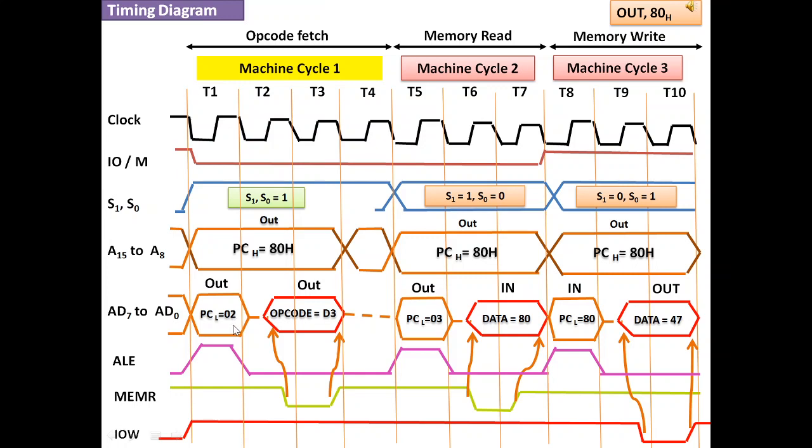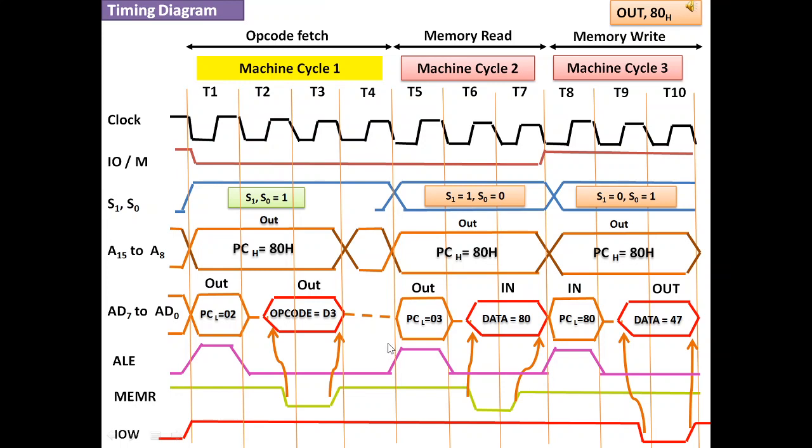Now in the next T states, that is T2 and T3, the lower order address bus will be released and the operational code will be taken inside the microprocessor. The operational code of OUT is D3 and hence it has now entered the microprocessor. The machine gets ready in the T4 state, but it is incomplete. In order to complete the cycle, it has to read the port address.